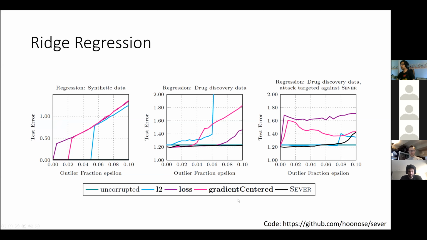Okay. Anyway, so we compare with a number of baselines, such as removing points which look bad in different ways. And you can see for regression on synthetic data, our error is essentially close to 0. Actually, in the synthetic data experiment, we had a ground truth. So we actually recover the ground truth essentially up to small error, whereas other approaches don't work. On a real-world data set, a drug discovery data set, we managed to get comparable to uncorrupted.